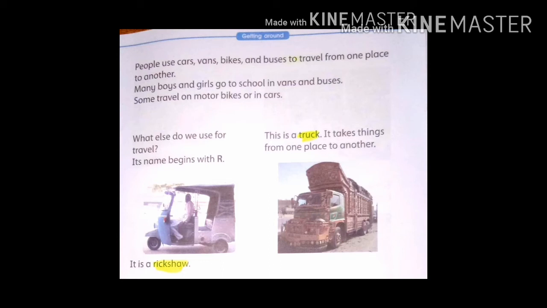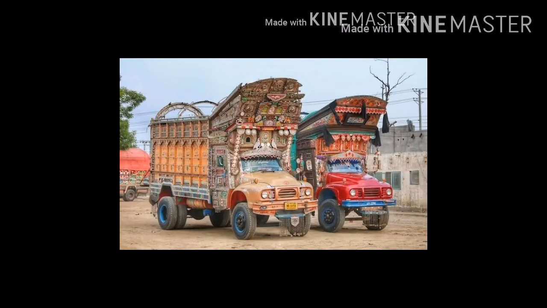Next, what else do we use for travel? Its name begins with R. So can you guess? Yes, it is a rickshaw, as you can see in this picture. So people use rickshaw to travel from one place to another place. Next is, this is a truck. It takes things from one place to another. Usually trucks carry load from one place to another place. And what is load? Load is an amount of weight carried by trucks.